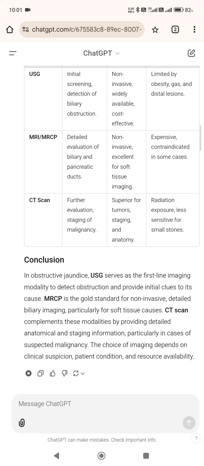Conclusion: in obstructive jaundice, USG serves as the first-line imaging modality to detect obstruction and provide initial clues to its cause. MRCP is the gold standard for non-invasive, detailed biliary imaging, particularly for soft tissue causes. CT scan complements these modalities by providing detailed anatomical and staging information, particularly in cases of suspected malignancy. The choice of imaging depends on clinical suspicion, patient condition, and resource availability.